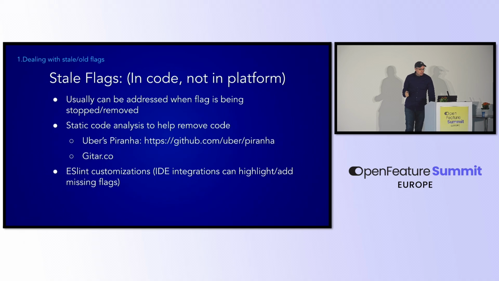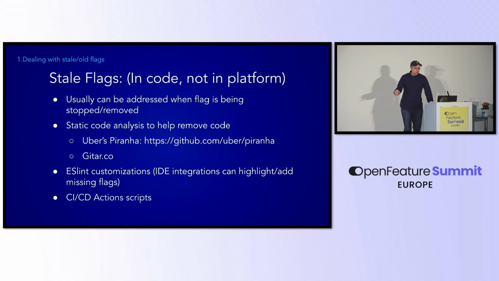The other way you can address this is with ESLint customization. You can basically have your code base scan the flags and then pull in a list of flags that are available. And if there's no match between them, it can highlight that as an error. You can also use CI/CD actions to help do the same thing before you push code to production, making sure the flag exists in your feature flagging platform.